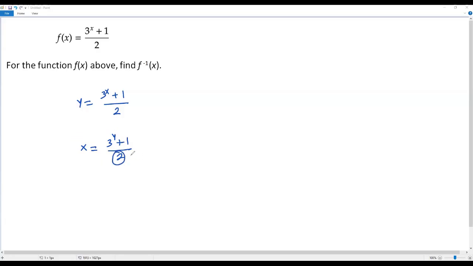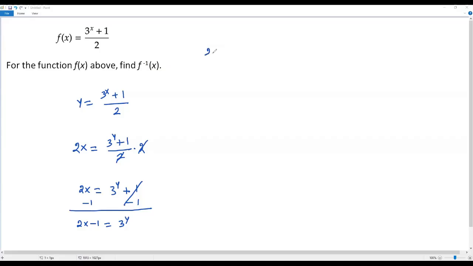First, let me get rid of this denominator 2. For that we have to multiply both sides of the equation by 2. Then this 2 will cancel out. I'm getting 2x equals 3 to the y to the power positive 1. Okay, now let me subtract 1 from both sides. When I do so, this positive 1 and negative 1 will cancel out. I'm getting 2x negative 1 equals 3 to the y to the power.